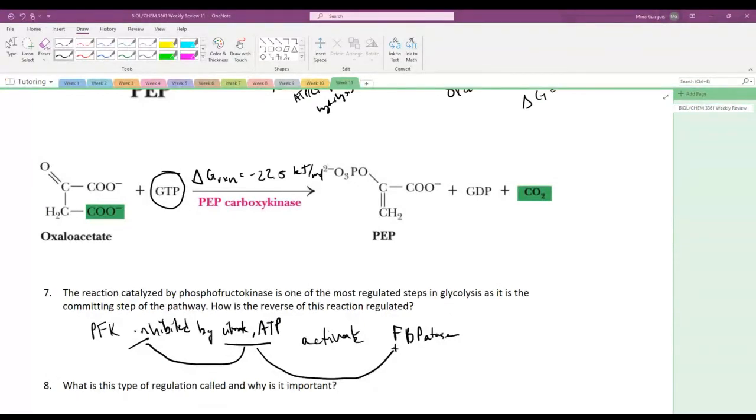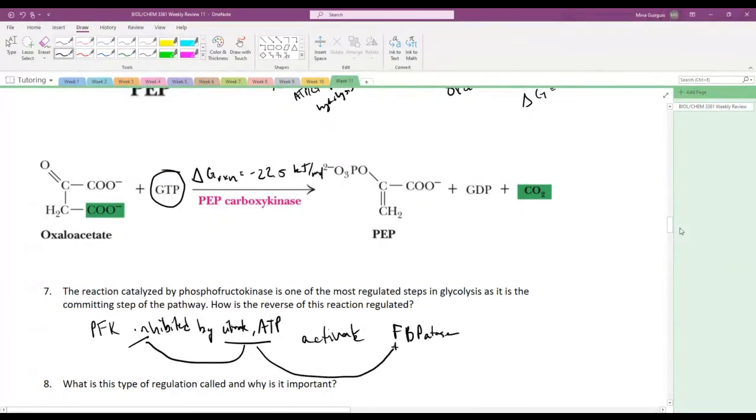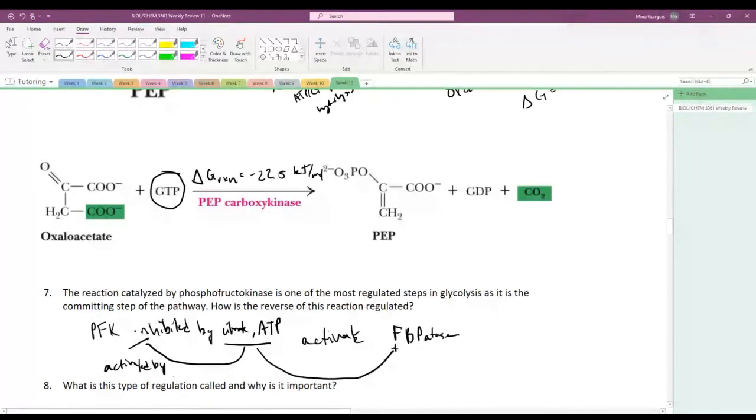It's called, and I kind of spoiled it in number 8, reciprocal regulation. So the steps that are different, that have different enzymes effectively, PFK versus FBP, these steps are reciprocally regulated. When one is inhibited, one is activated. When one is activated, the other is inhibited. And so the other one that I haven't mentioned is PFK. PFK is activated by AMP, which means that FBP is going to be inhibited. Activated by AMP, inhibited by AMP.